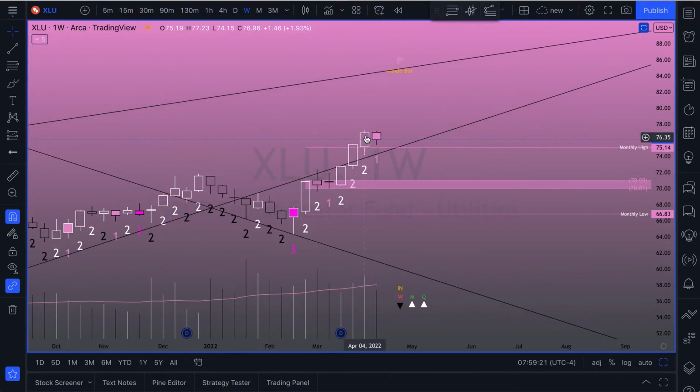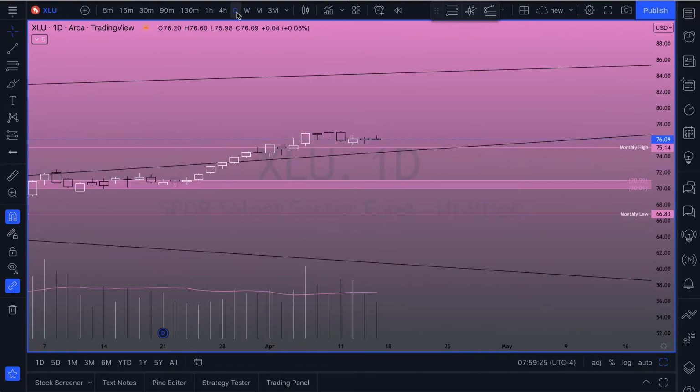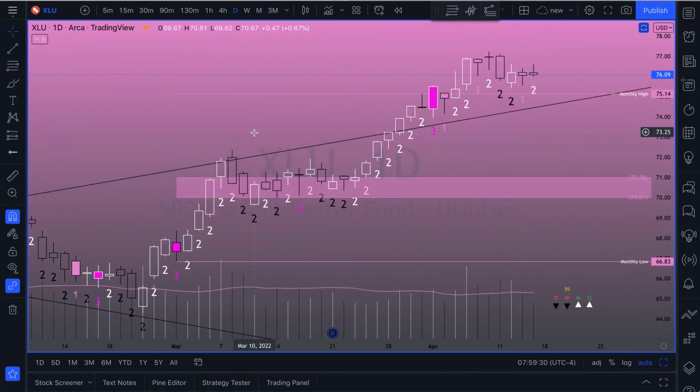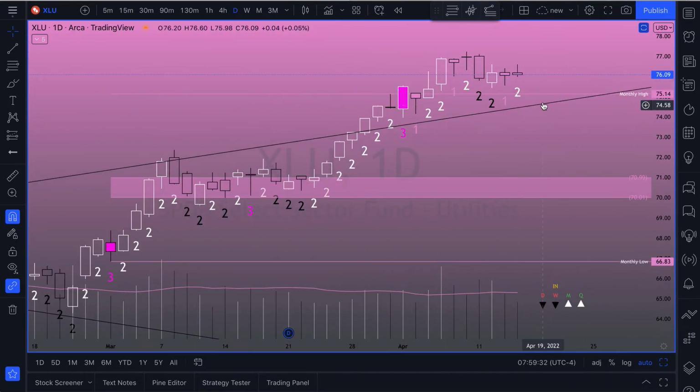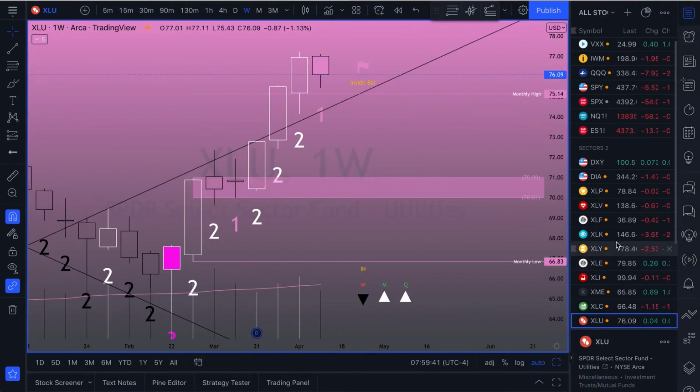I would just watch this because this is a reversal pattern. Yeah, I think it wants to retest the broadening formation expansion as well as the monthly breakout on utilities. So just keep watch on that.